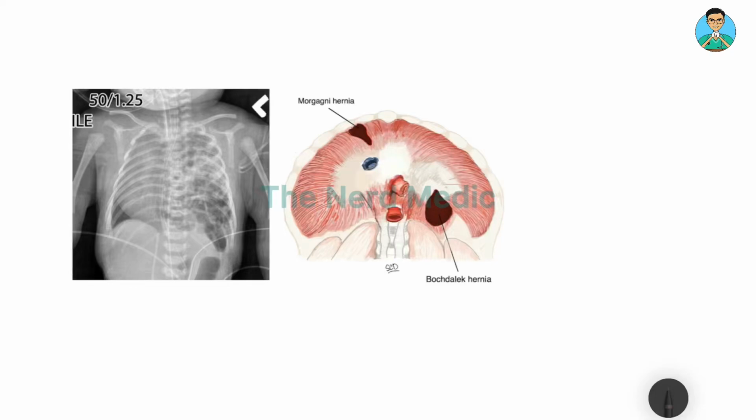Congenital diaphragmatic hernia is herniation of the bowel loops into the chest cavity or thoracic cavity through a defect in the diaphragm. Now, this congenital diaphragmatic hernia is of two types. It can be either Bochdalek or it can be Morgagni type. Now, we often confuse between these two variants.